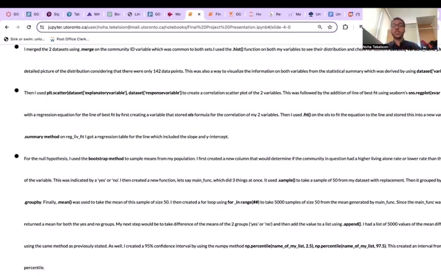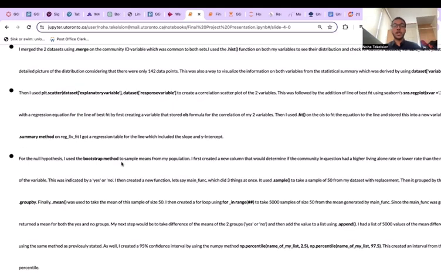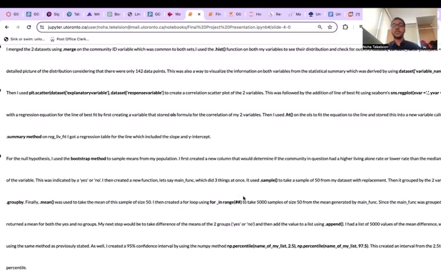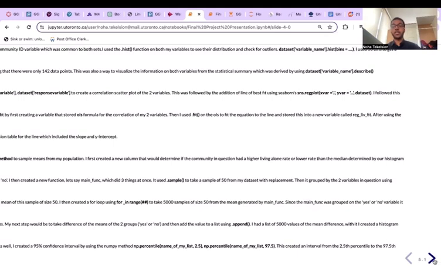So my bootstrap would take a sample of 50 and it would calculate the mean of each group, yes or no, and then take their difference and append it to a list. And this was done 5,000 times. And then knowing this, I was able to use NumPy's percentile method to calculate a 95% interval from the 2.5th percentile to the 97.5th percentile.